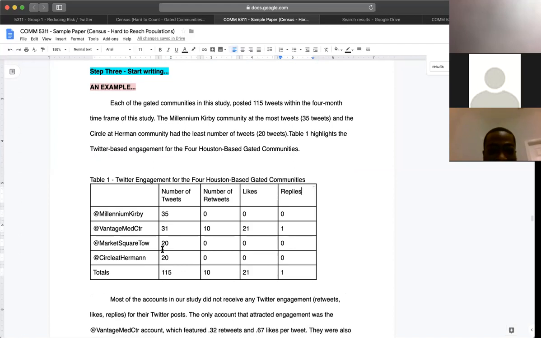Okay. One thing I will say is, if you have a lot of data on here, a lot of retweets, a lot of likes, a lot of replies, I would put, say if they actually did something, Millennium Kirby posted the most tweets, and then I would put the blah blah blah posted the second highest number of tweets, the third highest number of tweets, and then the apartment community who had the least number of tweets was the X group. But since I didn't have a lot, I just didn't include that in there.